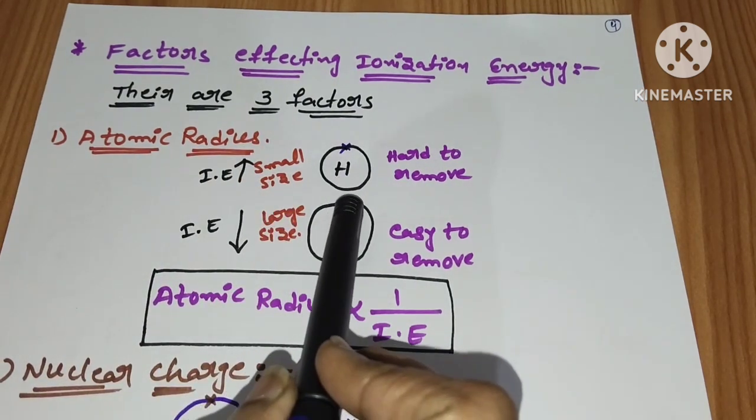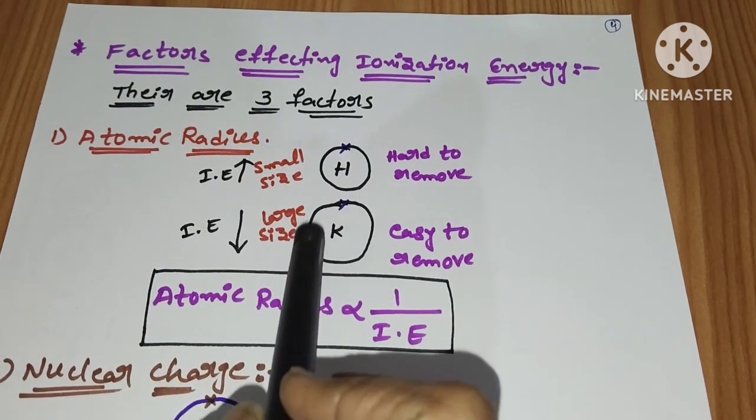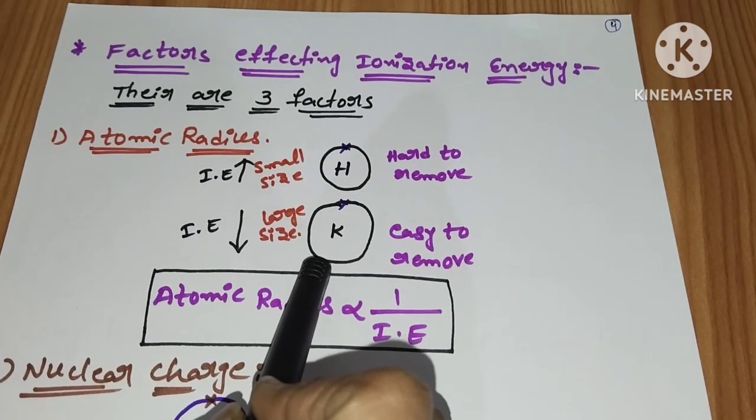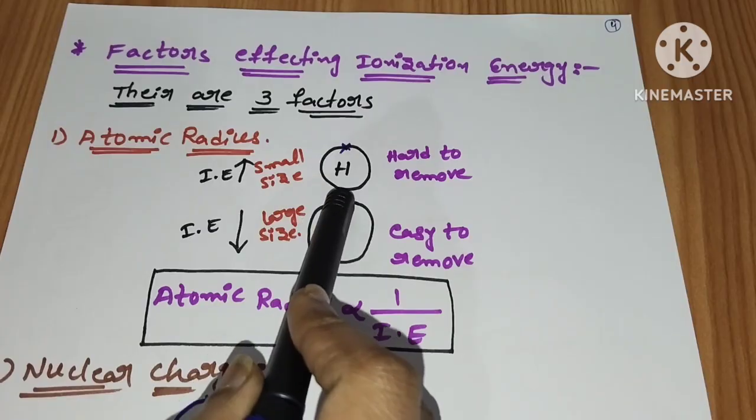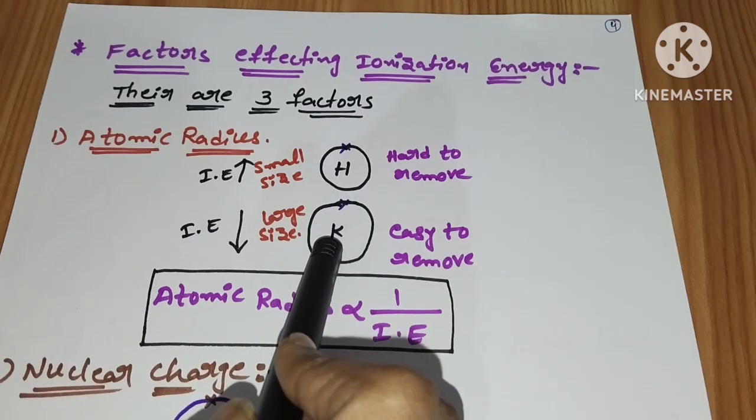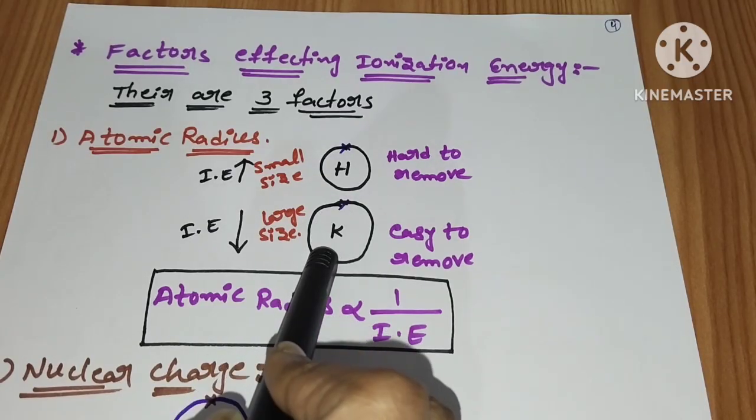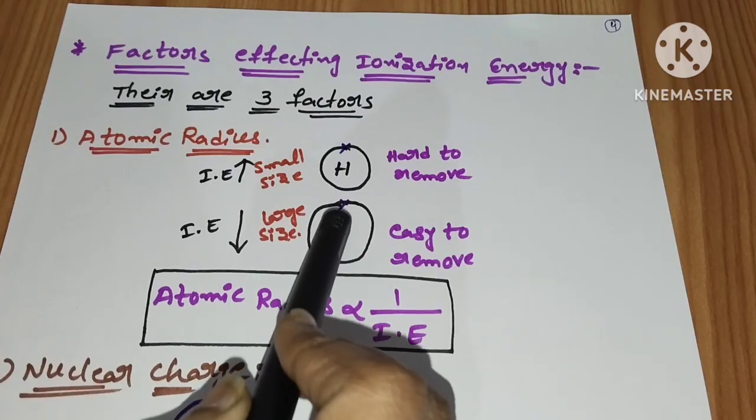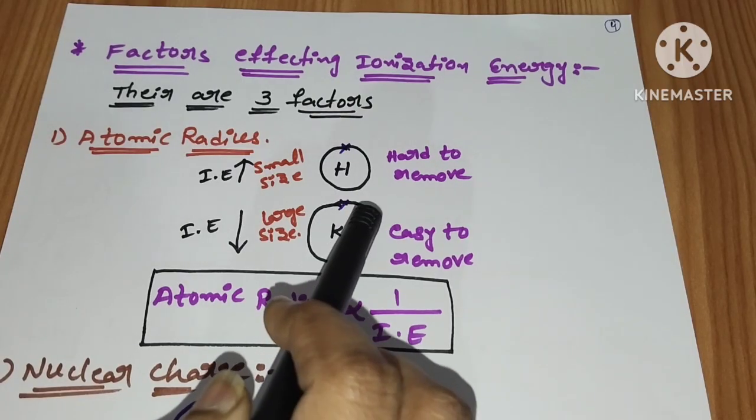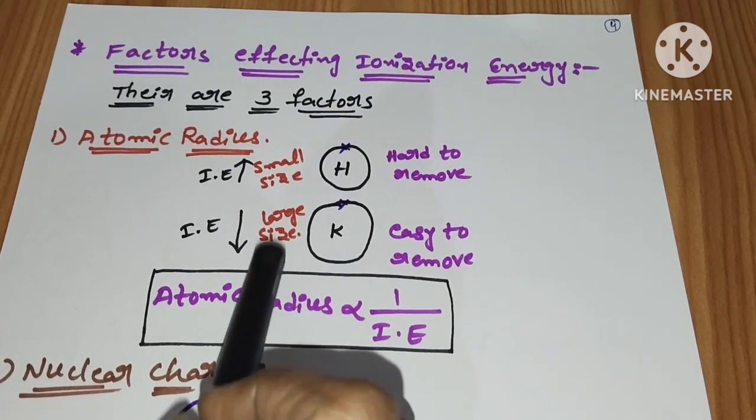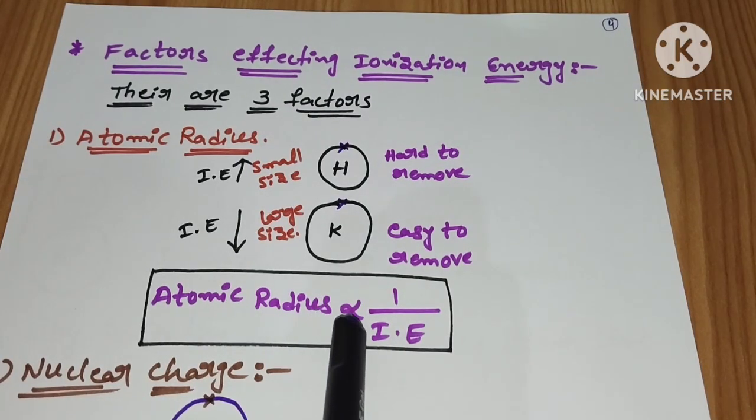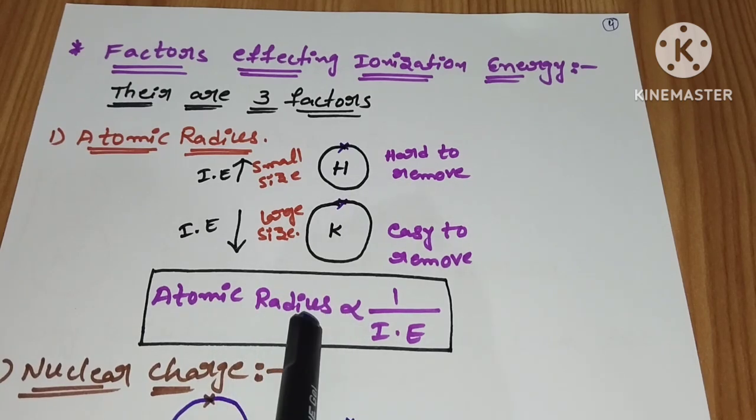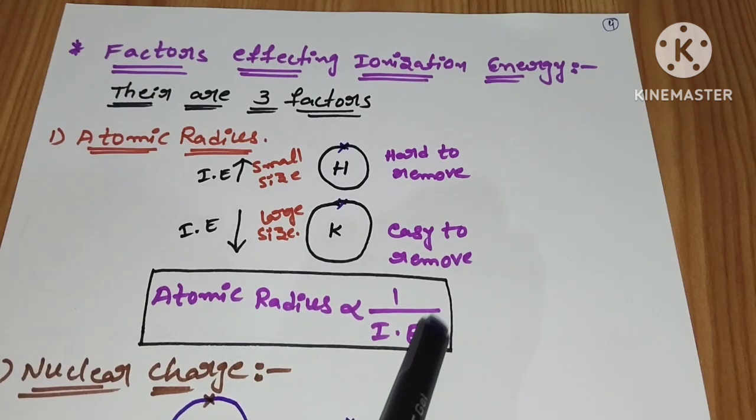Secondly, it is easy to remove this electron from the nucleus. When atomic radius is large, attraction between nucleus and electron is less, so that we can easily remove the electron from the nucleus. So, ionization energy is smaller. Therefore, we said that there is an inverse relationship between atomic radius and ionization energy.